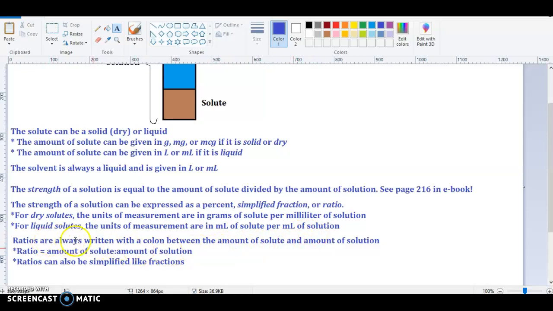So ratios are always written with a colon between the amount of solute and the amount of solution. In other words, a ratio is equal to amount of solute colon amount of solution. So the way that you read a ratio is amount of solute to amount of solution, where the amounts are both specified. And ratios can be simplified just like fractions.